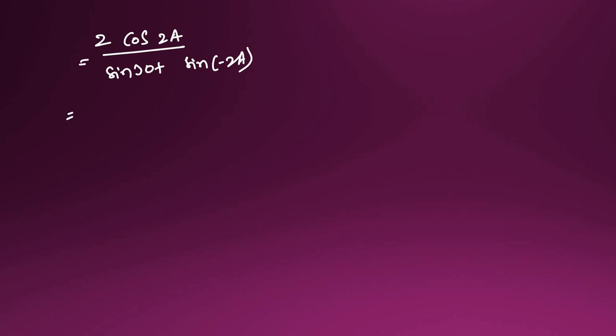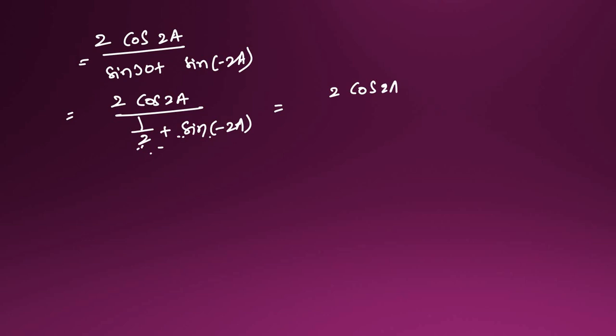Okay, so here sin 30 is equal to 1 by 2, plus sin minus 2a. We take the LCM, so the LCM will go here. So it will come as, okay, cos 2a we will write first like that only.